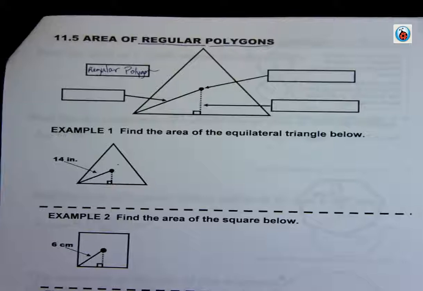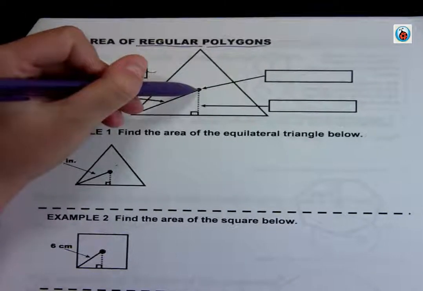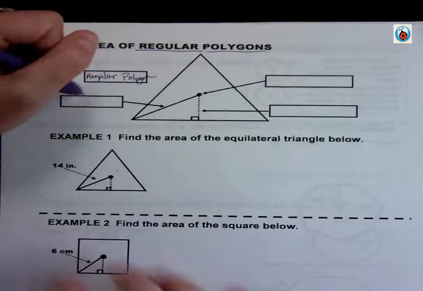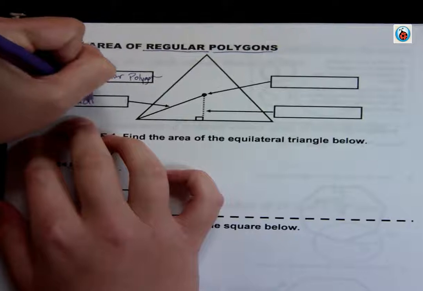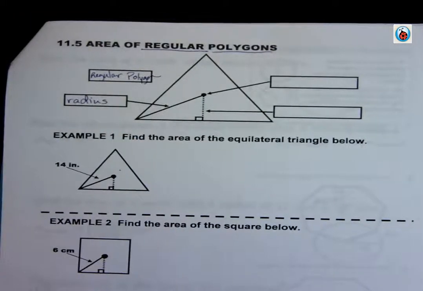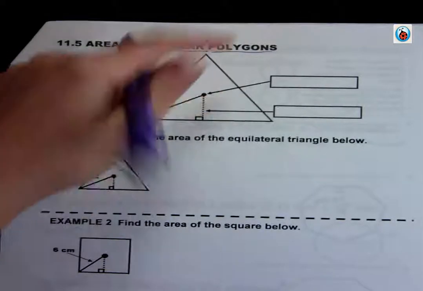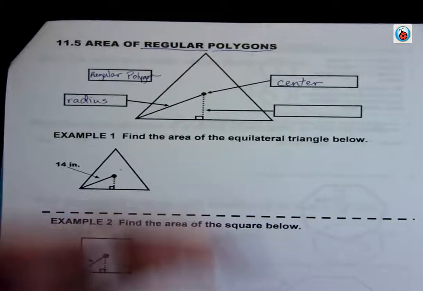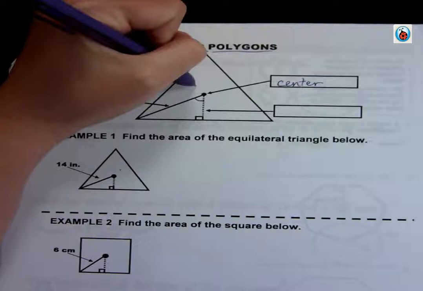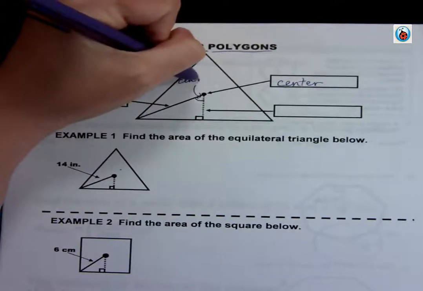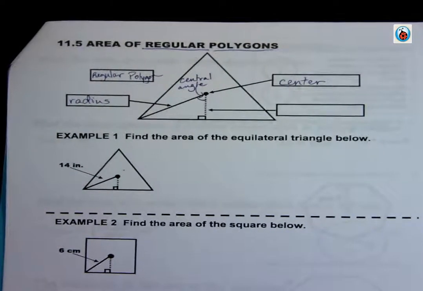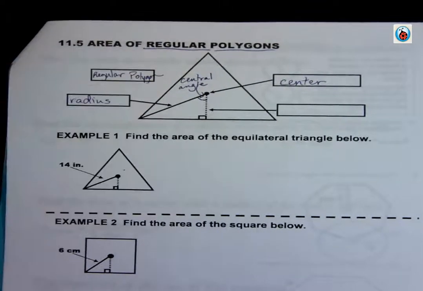the example. All right, anytime you have a line going from the center of the polygon to one of the vertices, it's going to be called a radius. So you'll see that word today. This right here, you've got your triangle. This point right here is the center. And then right here is the central angle, which we will be using a lot today. It's our central angle.